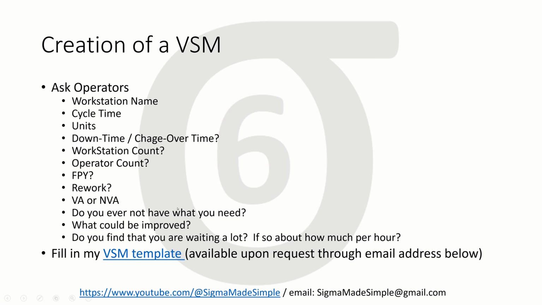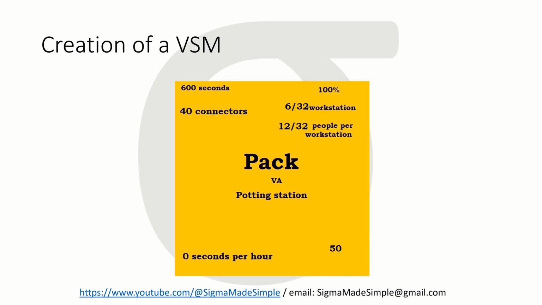I'm going to pull up this value stream. Oh, actually, I'm going to go to here, and then this is a post-it note. In the middle, put the name of the workstation. Here it's pack, short for packaging. The upper left is 600 seconds. That's the cycle time. That's the total time that it takes in labor. All right. That's very important.